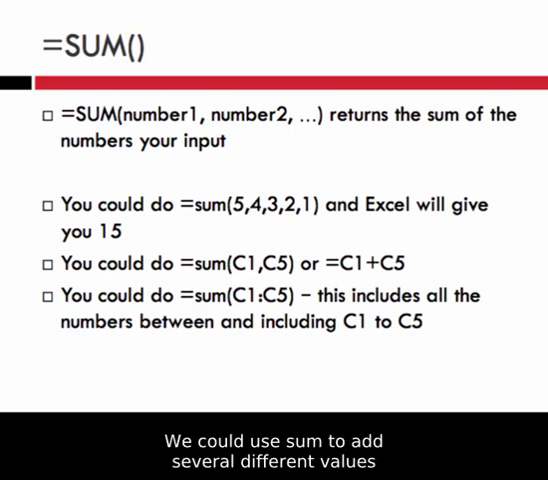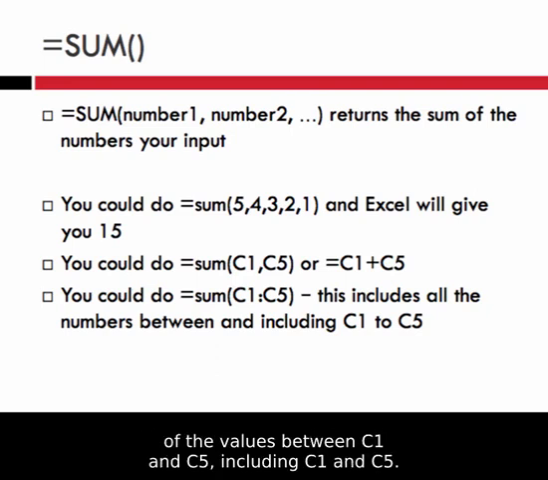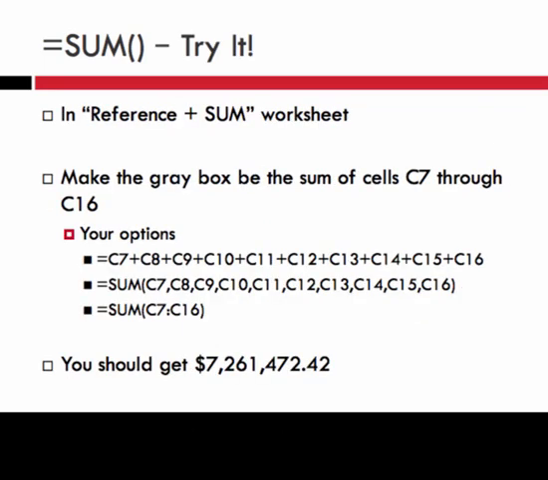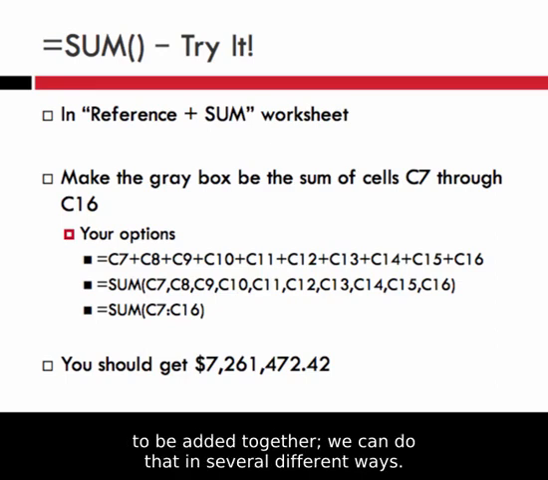We could use sum to add several different values that we've entered in by using the semicolon to indicate all of the values between C1 and C5, including C1 and C5. Let's give it a try. Go to the Reference plus Sum worksheet again. In the gray box, we want the cells from C7 to C16 to be added together. We can do that in several different ways.